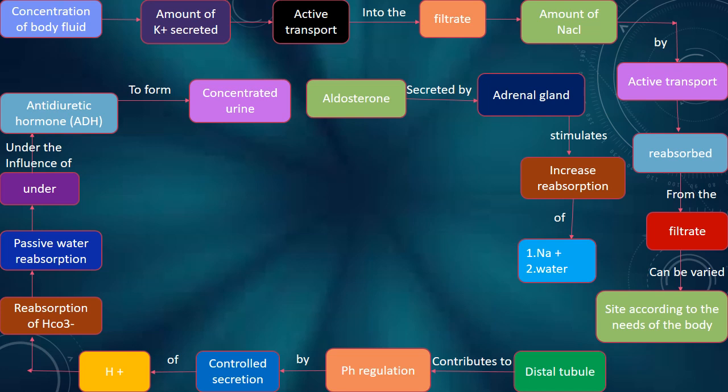The distal tubule contributes to pH regulation by controlled secretion of H+ and reabsorption of HCO3-. Passive water reabsorption occurs under the influence of antidiuretic hormone, ADH, to form concentrated urine. Aldosterone secreted by the adrenal glands stimulates increased reabsorption of Na+ and water.